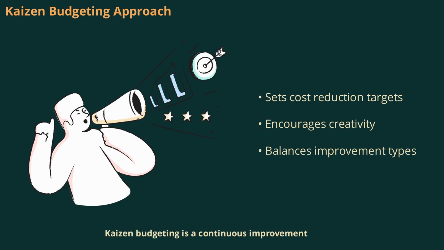Kaizen budgeting is a continuous improvement approach that sets monthly cost reduction targets. By comparing actual costs to these targets, managers are encouraged to find creative ways to reduce expenses. While Kaizen budgeting promotes ongoing improvement, it may overlook irregular cost fluctuations, so companies should balance incremental and breakthrough improvement.